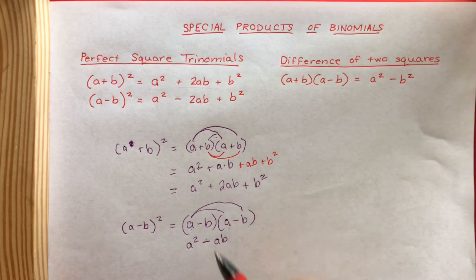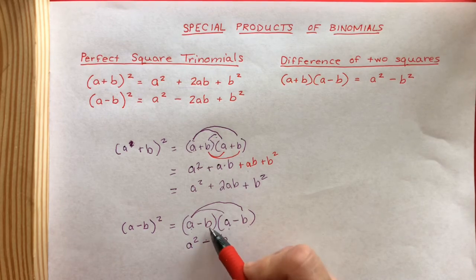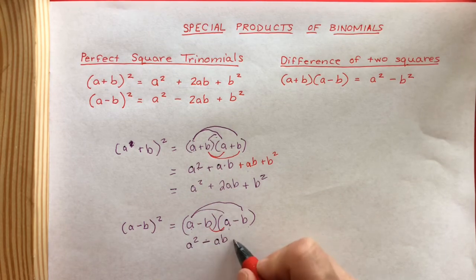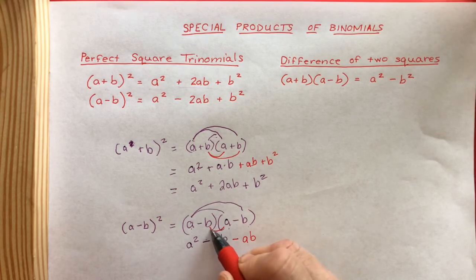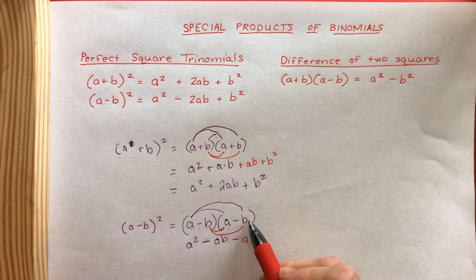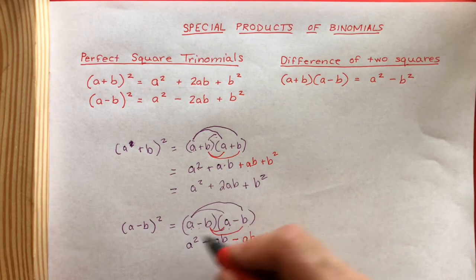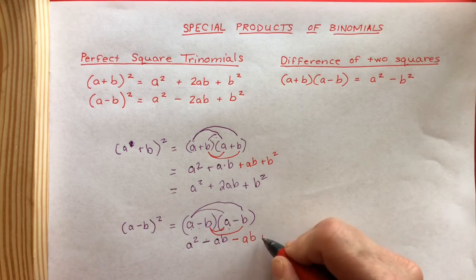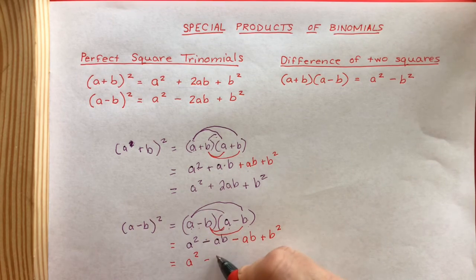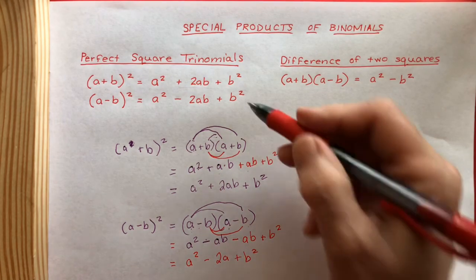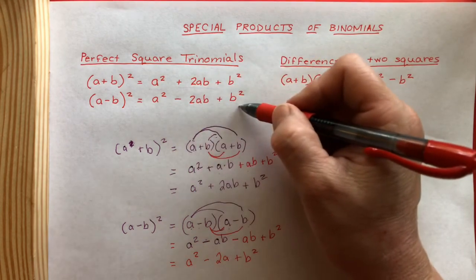Now we will do the second term of the first binomial. This one, remember, it's a minus b times a, or an a times a minus b, which is going to give us minus ab. And then we'll multiply this b times the last term. We have minus b times minus b, and 2 negatives make a positive, and we get plus b squared. So this one becomes a squared minus 2ab plus b squared. So this is this formula right here.